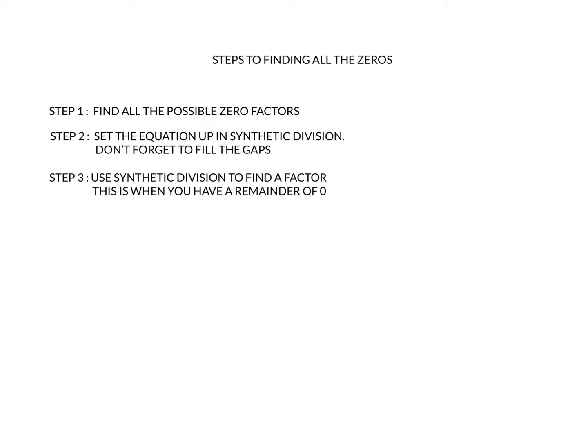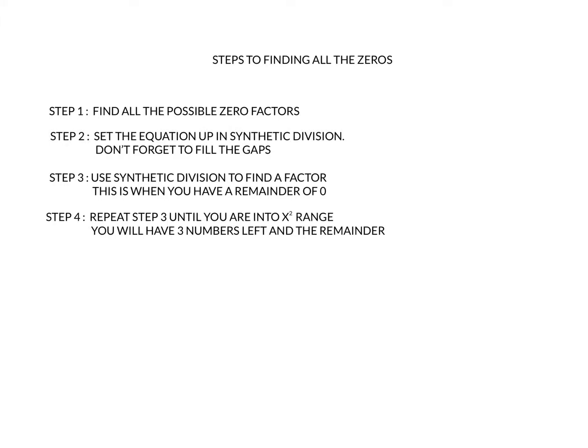Number 3, use synthetic division to find a factor when you have a remainder of 0. So again, we're going to run this through, and our goal at the end is to have a remainder of 0 so we can break these things down further and further. We're going to repeat this third step until we're in the x squared range. Like I talked about earlier, we try to get it down to 3 numbers and the remainder left, because at that point we're down to x squared, and we know how to factor x squared by using either PS2, the slide, difference of squares, that kind of fun stuff.